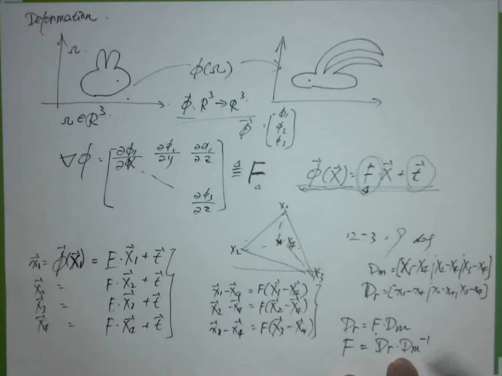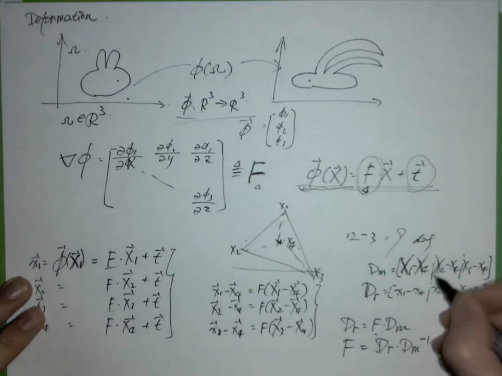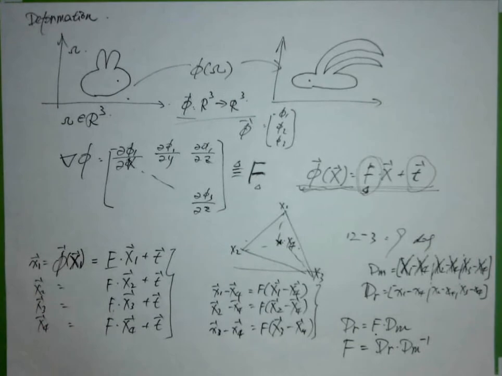I'm not sure what the difference between Dm and Dr is. Oh, sorry. So this is the uppercase one. That's why I say that the notation is horrible. Dm is the rest pose matrix, and Dr is the current pose matrix.